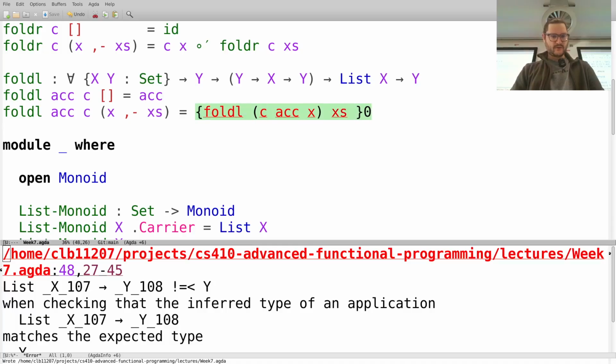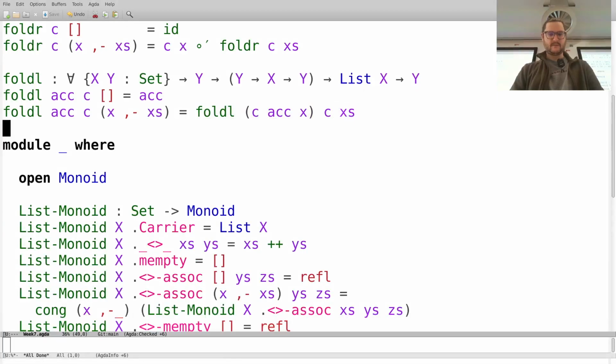And that doesn't type check for some reason. Still need to give the C. Yeah, I'm missing the C.